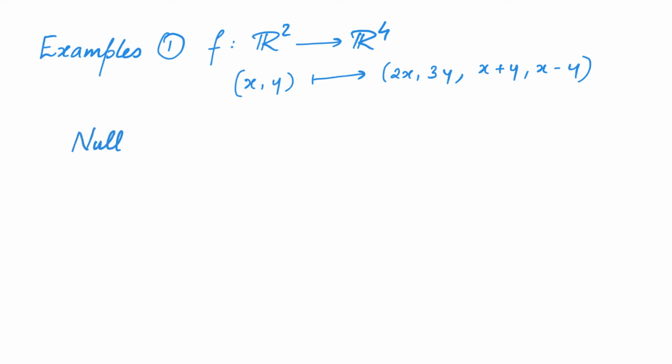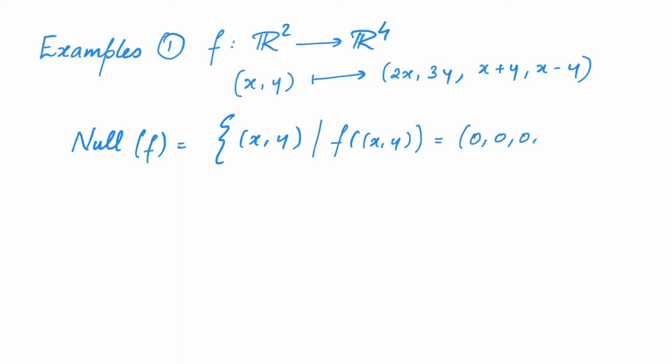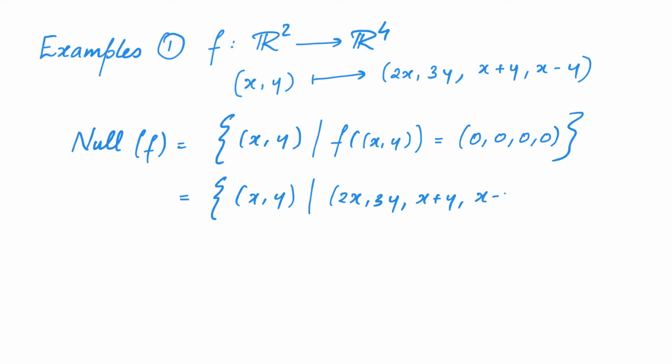Notice that null of f is equal to the set of all x, y such that f of x, y is equal to the 0 vector in R4. But the 0 vector in R4 is 0, 0, 0, 0. So null of f is this set. But notice that f of x, y is the element 2x, 3y, x plus y, x minus y. And we are saying that this is equal to 0, 0, 0, 0. But notice that this implies that 2x is equal to 0, 3y is equal to 0, x plus y is equal to 0 and x minus y is equal to 0.